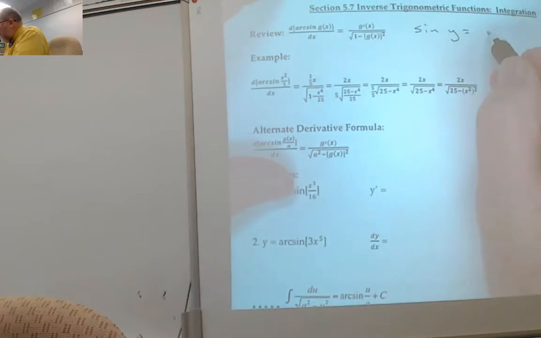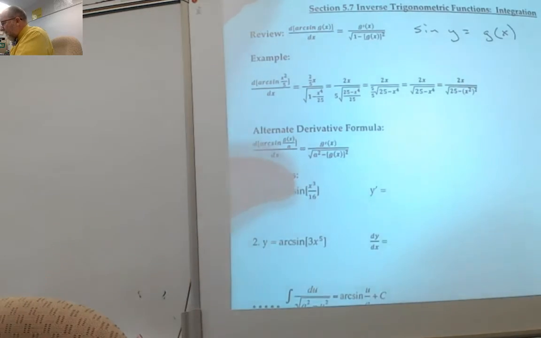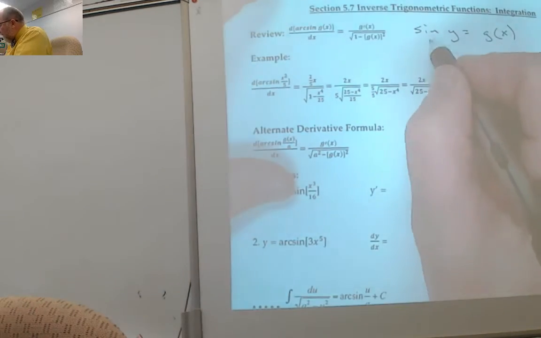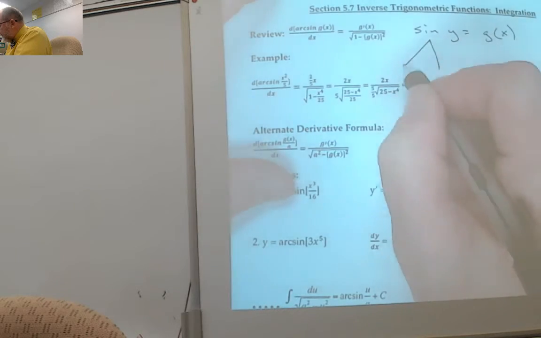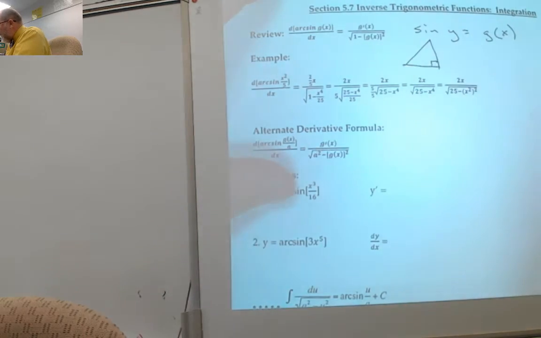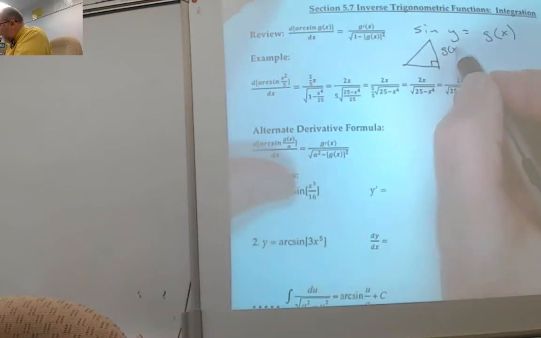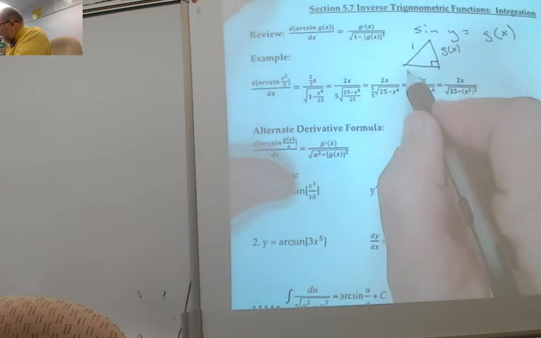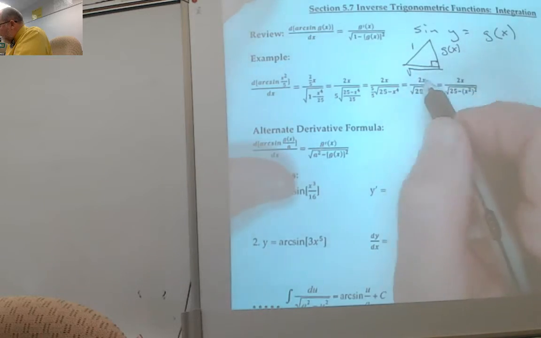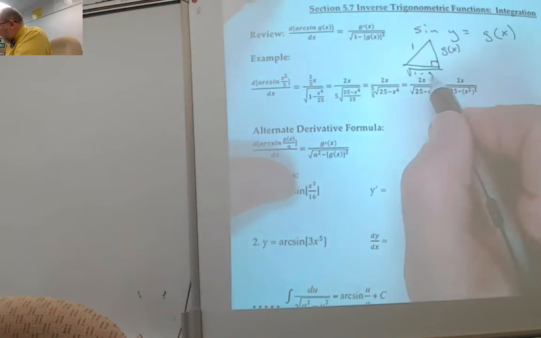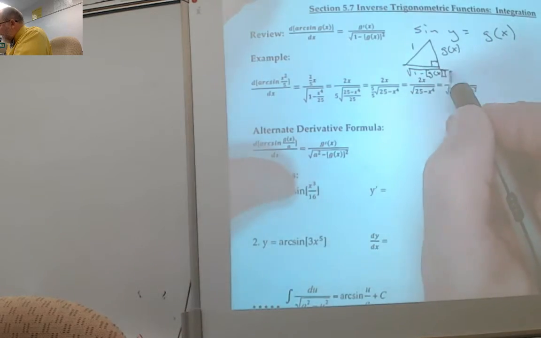Is equal to g of x. We're doing a little bit of review right now. And so I would make this little triangle. It's supposed to be a right triangle. G of x would be here, 1 would be here, and the square root of 1 minus g of x squared would be right here.